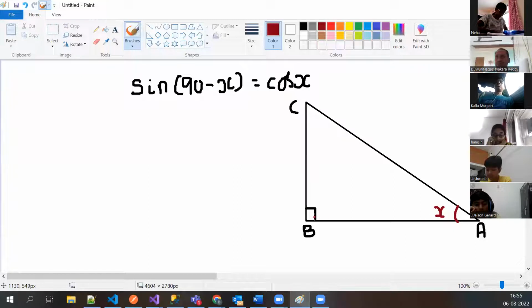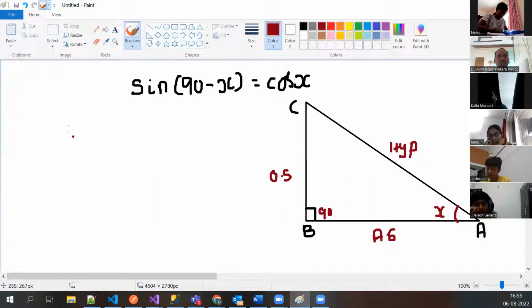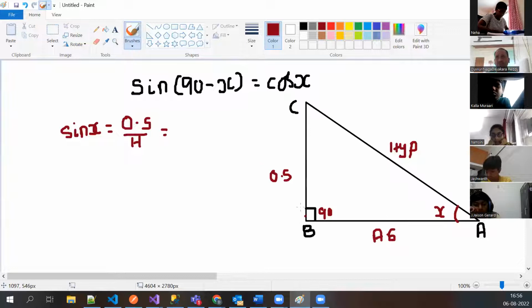This is X. This is 90, right? Forget it. For the time being, let us assume that this is X. Now this is X, so this will become the opposite side, this will become the adjacent side, and this will become the hypotenuse, right? Is it clear? Now write at least two definitions. What is the definition of sine X from this right angle triangle? We know that sine X equals opposite by hypotenuse. What is the opposite side here? BC. What is the hypotenuse here? AC.